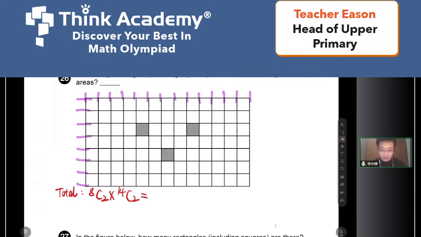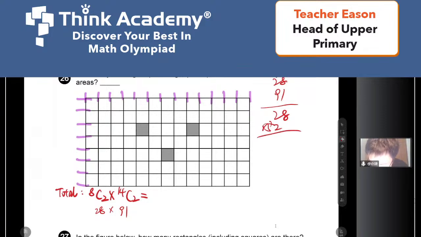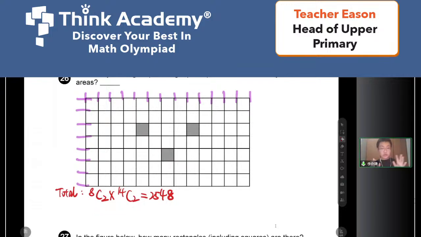And this is 28, and this is 91. So 91 times 28 is 2548. Then we just use the total to remove those that contain the shaded areas. The shaded areas have 3 small grids, A, B, and C.